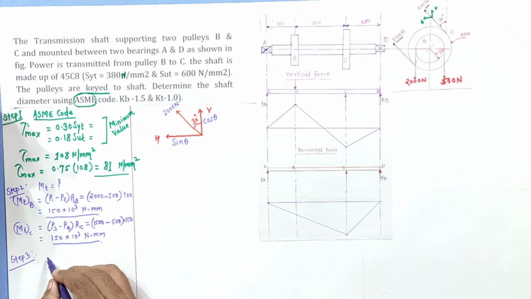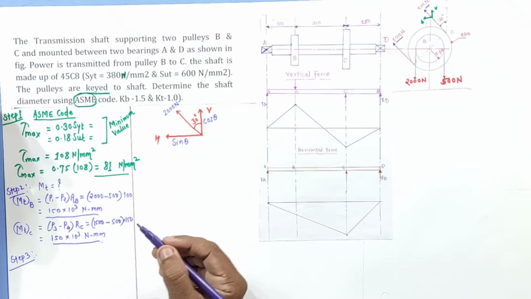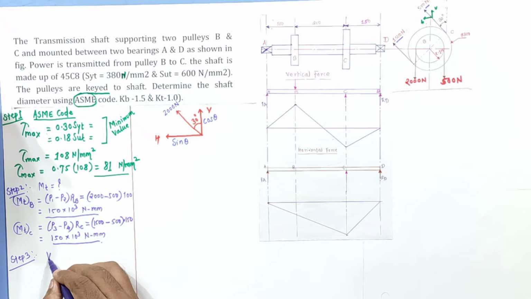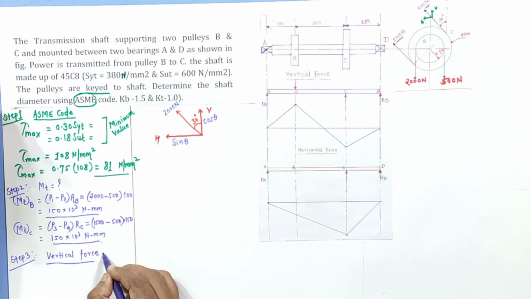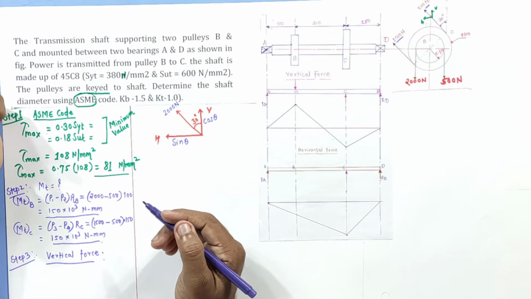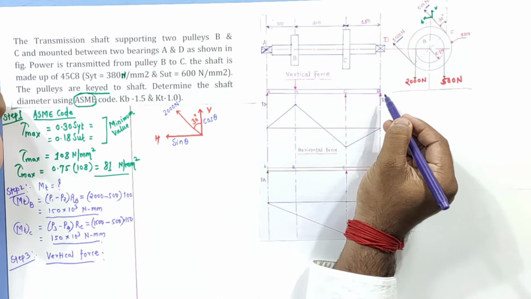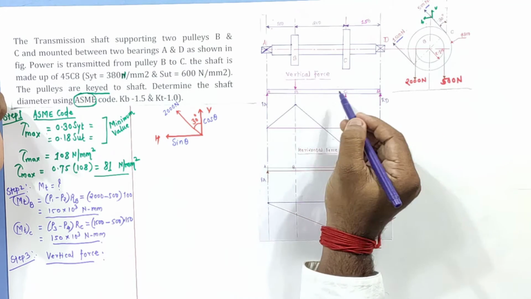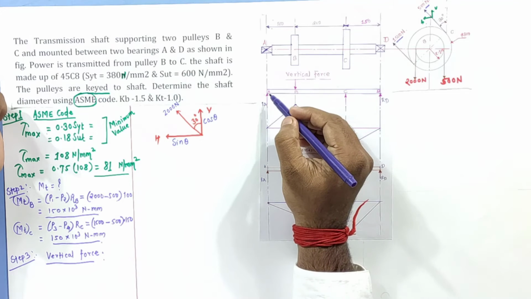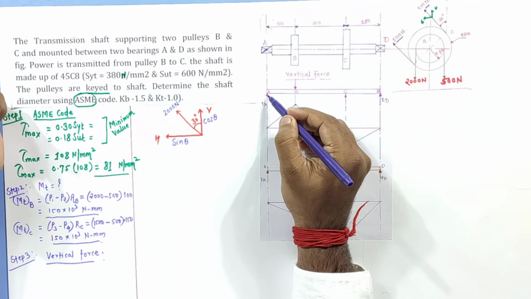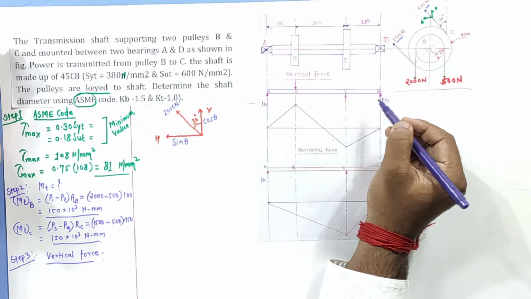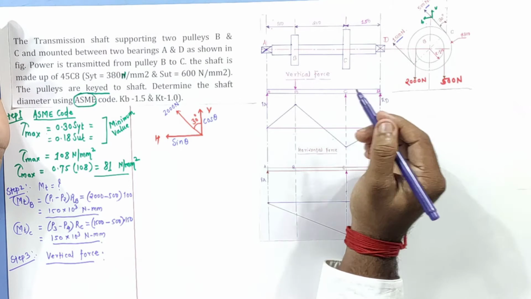First of all, we'll take the vertical force. So I'll write, by considering the vertical force, what should I do? For considering the vertical force, see, I have drawn this. A is the bearing, D is the bearing, B and C are the pulleys. Now force is acting, of course, reaction forces at bearing A and bearing D, RA and RD. We have considered.